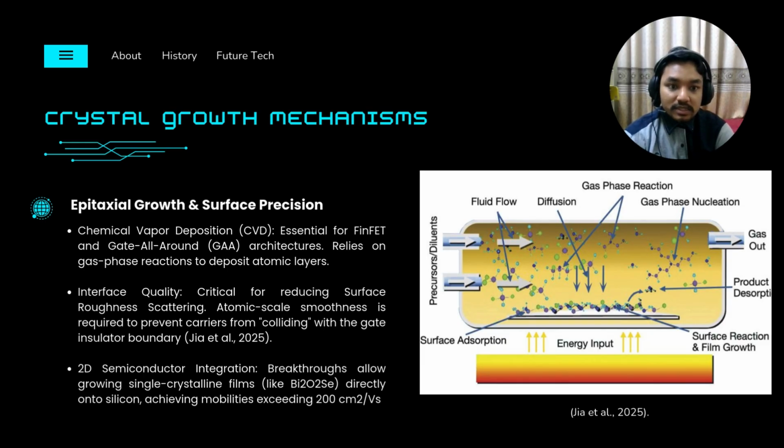The goal here is atomic scale smoothness. Without it, we suffer from surface roughness scattering, where carriers collide with the gate insulator boundary and lose speed. A major 2025 breakthrough involved 2D semiconductor integration. By growing single crystalline films like Bi2O2Se directly onto silicon, we've achieved mobilities exceeding 200 square centimeters per volt second, far outperforming traditional silicon channels.